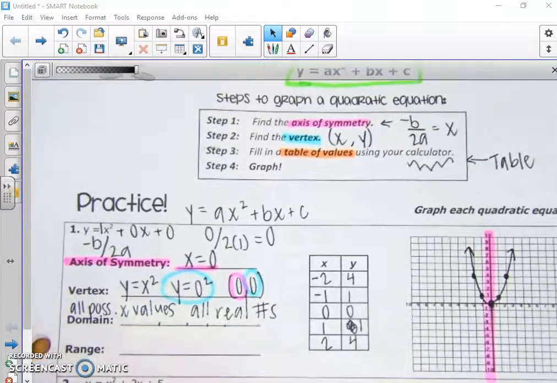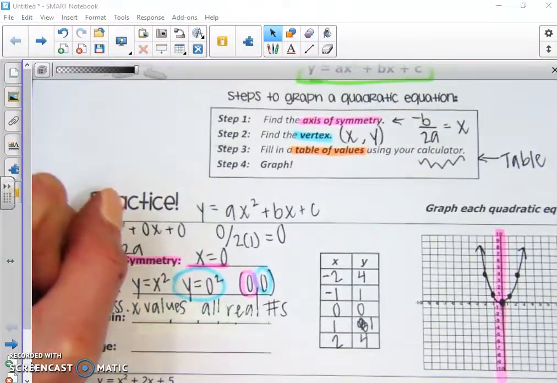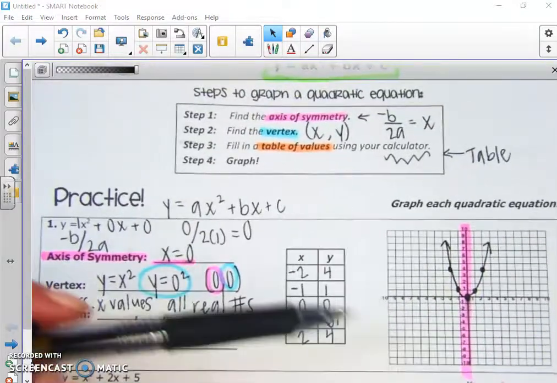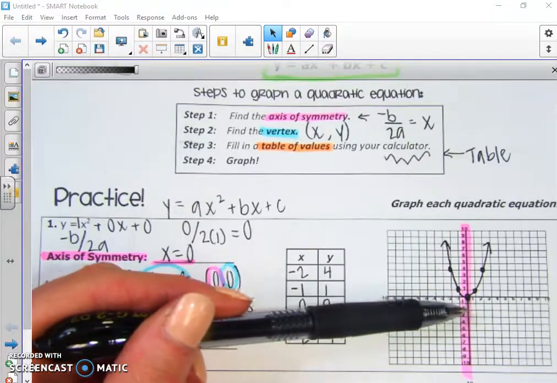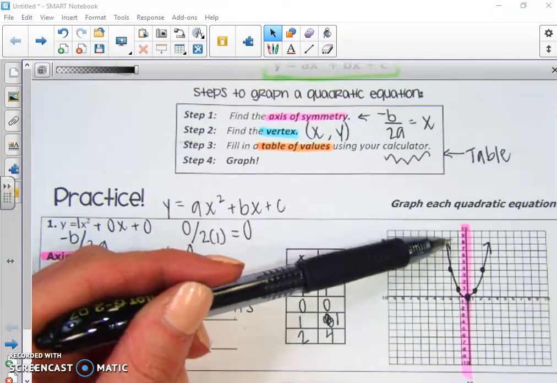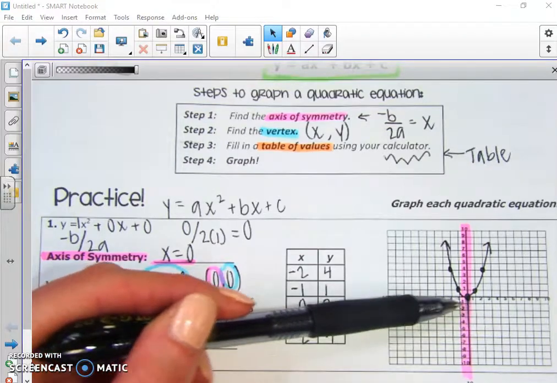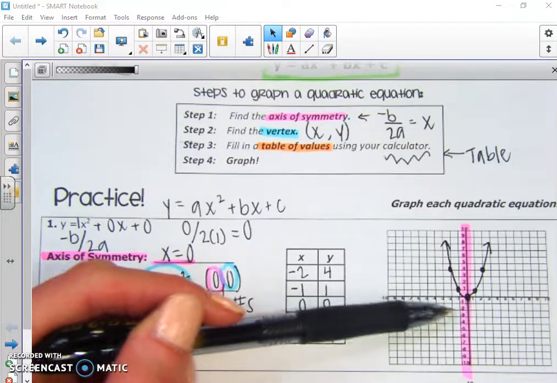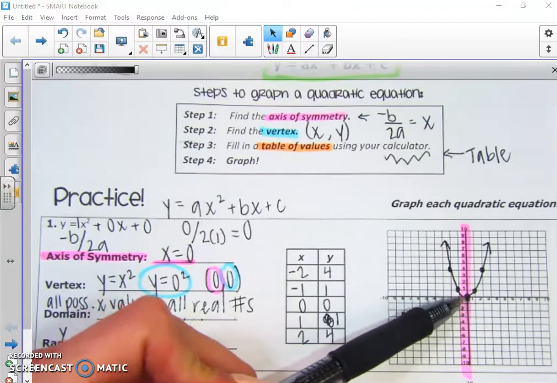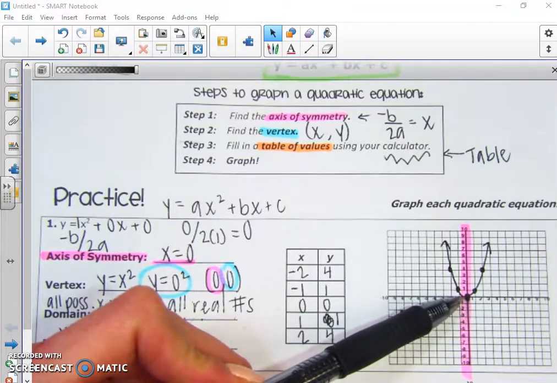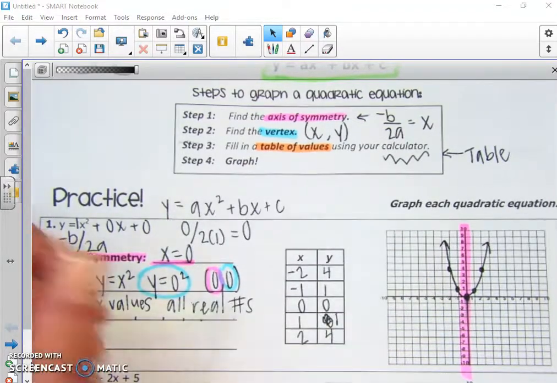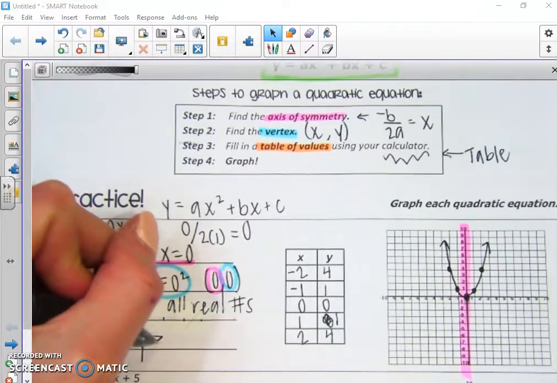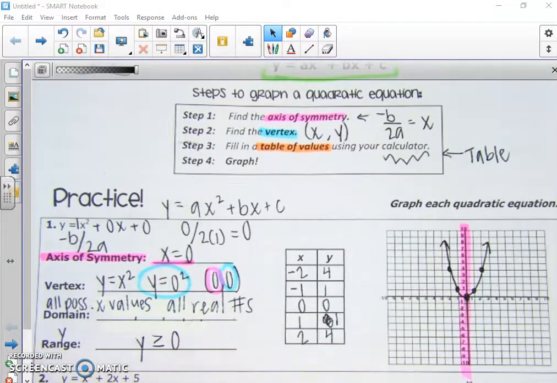Now our range is a little bit different. The range is all possible y values, so moving up and down. Notice the y values of this graph are only above 0. There's no y values underneath the x-axis. Nothing is less than 0. There's a vertex at 0, so there is a y value of 0, but everything else is greater than that. So for our range, we're going to say y has to be greater than or equal to 0.